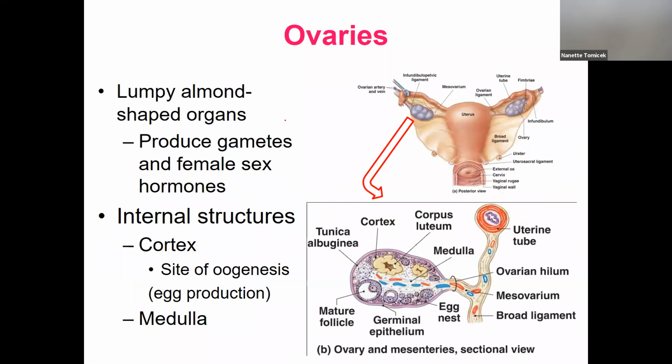Let's talk more about the ovaries. They're actually lumpy, almond-shaped organs, so they're pretty small structures, but they have great importance. If we cut an ovary open, just like we cut a testicle open last week, we can see what's inside here, and the structure internally is markedly different.